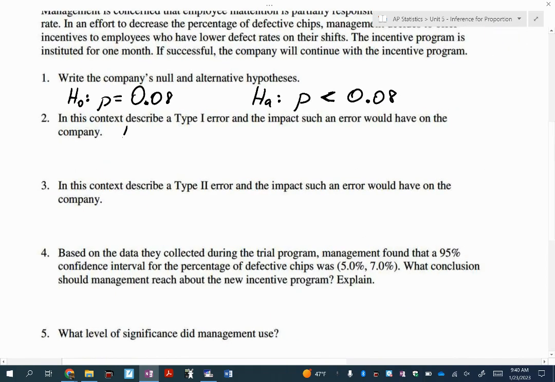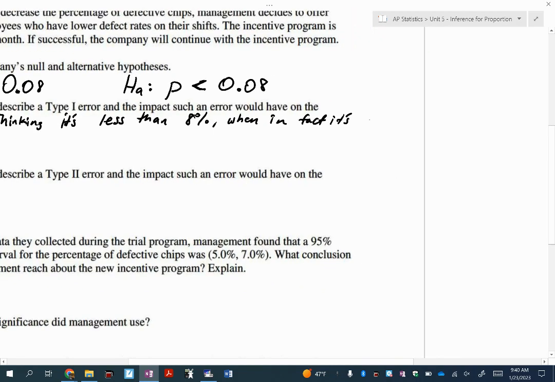So thinking it is less than 8% when, in fact, it's still 8%. That sounded like you were unsheathing your sword. 8%. Did anyone think that? I was like, shh. Okay.